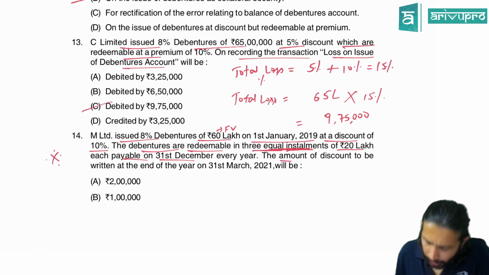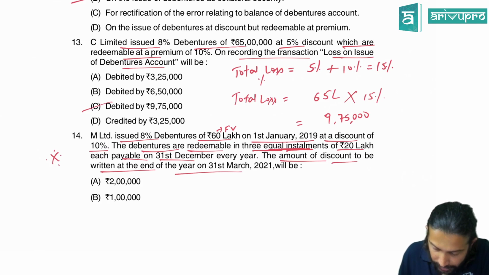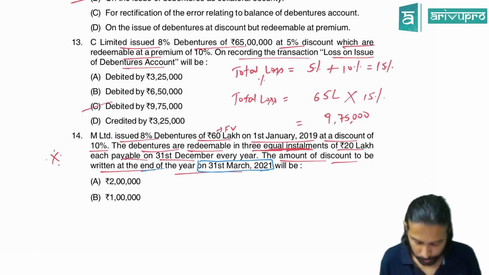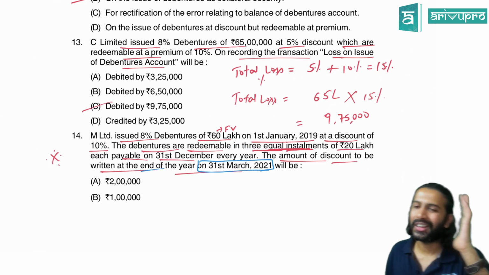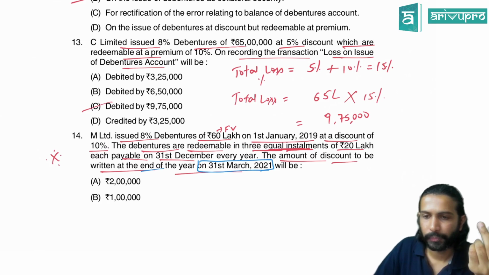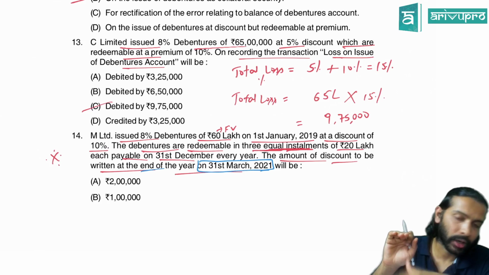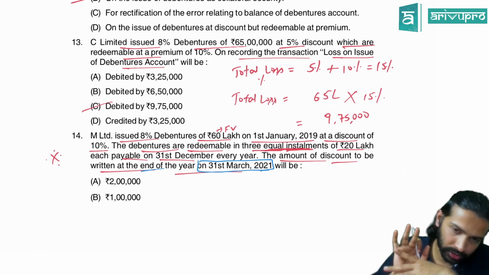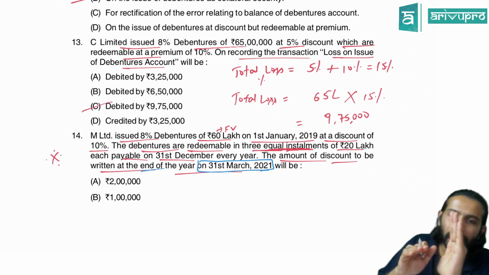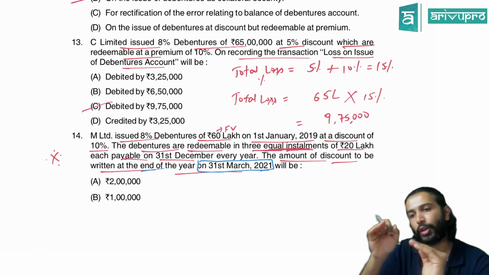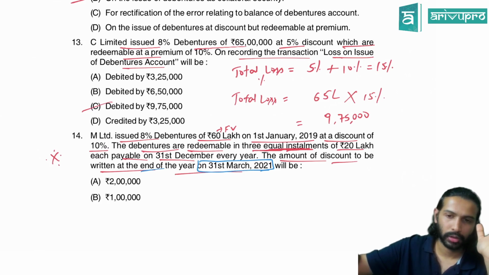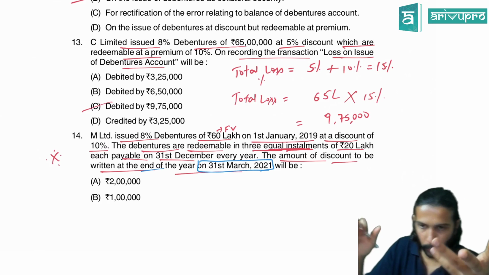The amount of discount to be written off at the end of the year. The key word here is this one: the amount of discount to be written off for the year on 31st March 2021 will be how much? If there is any discount loss, what do you do? It's a capital loss. You try to set it off with capital reserve. If that is not there, then you treat it as deferred revenue expenditure and you write it off. You write it off to P&L.